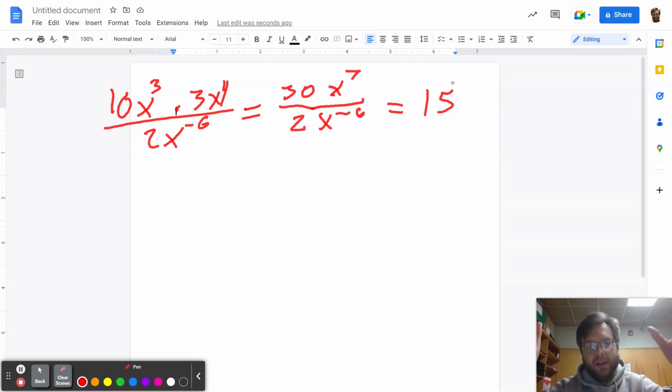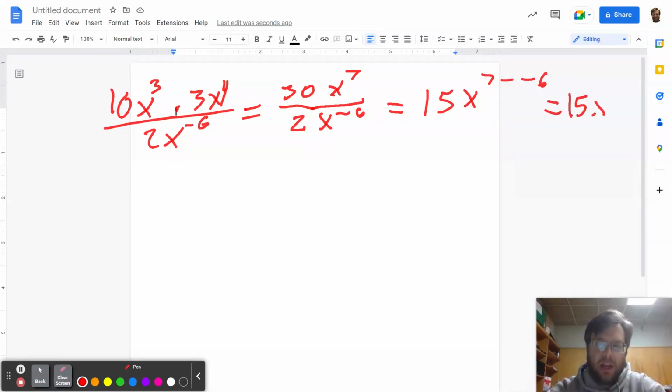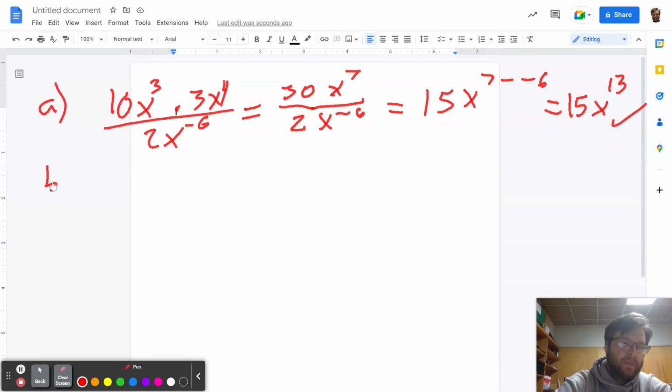Just like we just saw that when you multiplied x to the third and x to the fourth, you added the two powers. Well, the opposite of multiplying is dividing, and the opposite of adding is subtracting. So here I'm going to go x to the 7 minus negative 6, which is the same as adding, x to the 13th. So that's as simplified as part A can get.